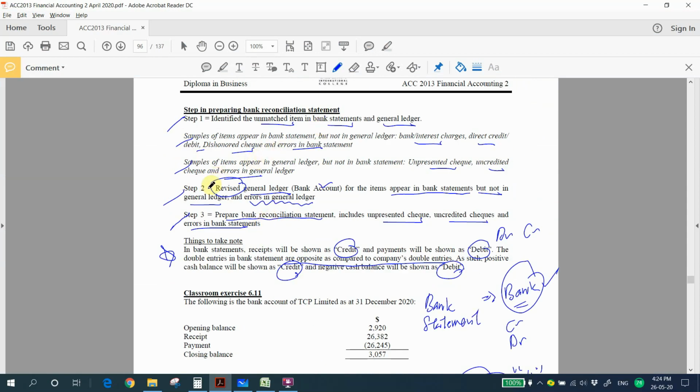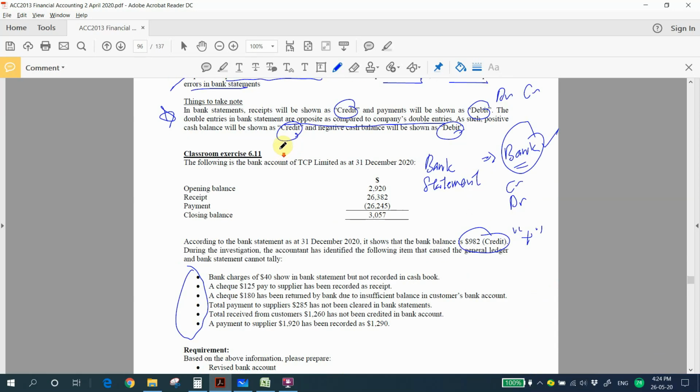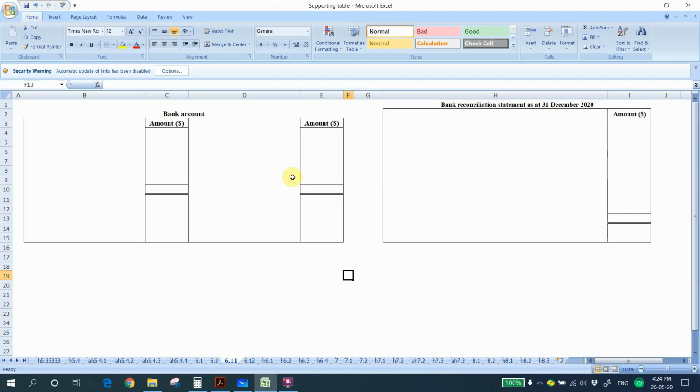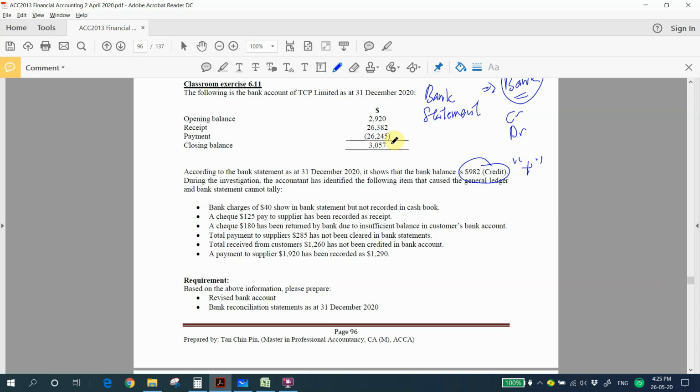Next, you have to prepare a revised general ledger. Your revised general ledger will help you to record those transactions which are in your bank statement but not in your ledger, or when you have an error in your ledger. So we need a revised bank account. The revised bank account is shown here. We have a balance brought down. For the balance brought down, we use the figure here, 3057.